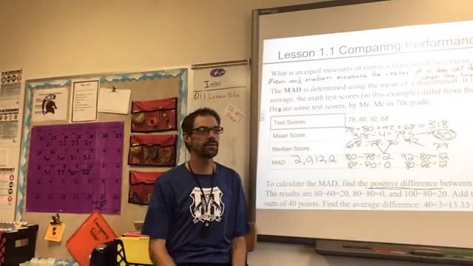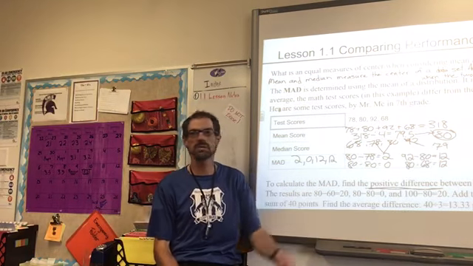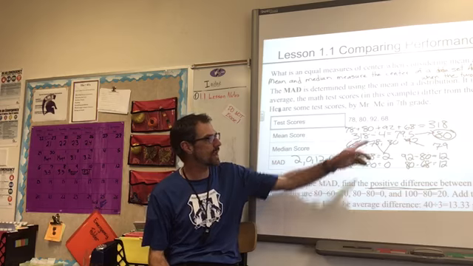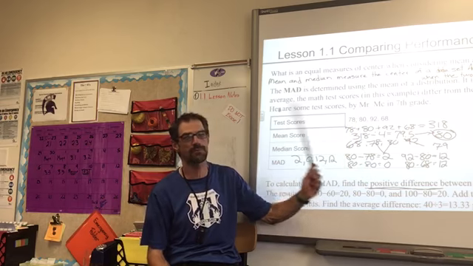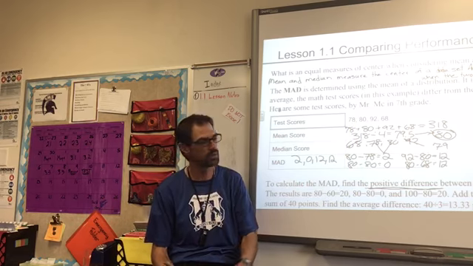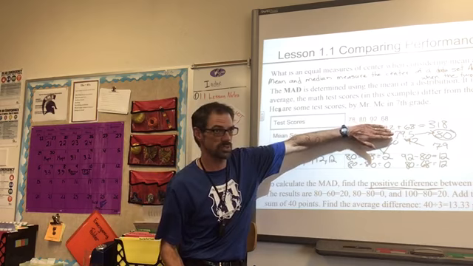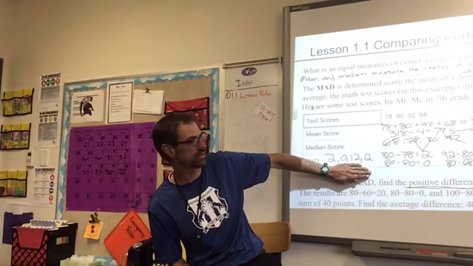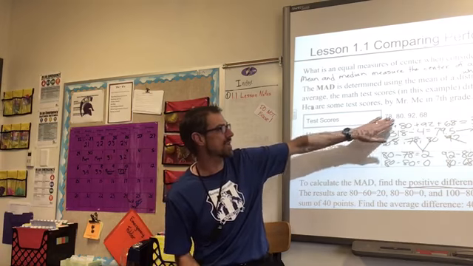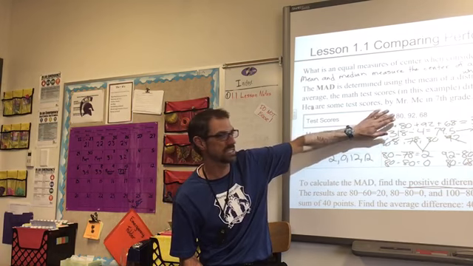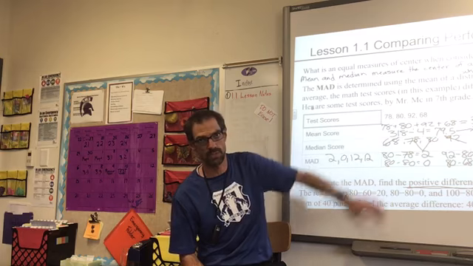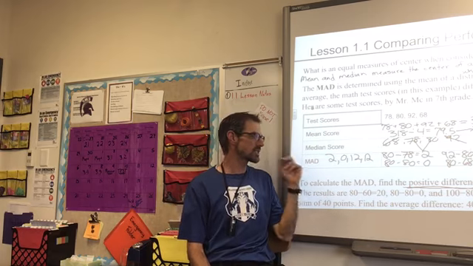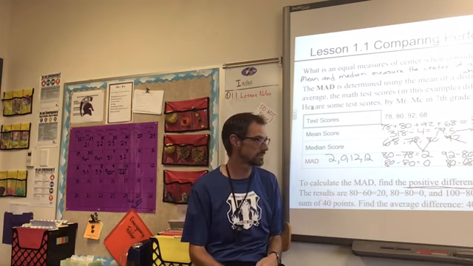So, step 1, find my mean. Step 2, take my mean and find the difference between my mean and all my test scores. Here's that data set. Now I've got a new data set. I should have the same number in my data set as I do to find my mean. So I got 2, 0, 12, and 12.